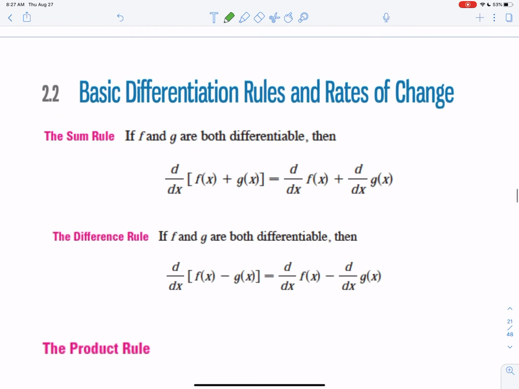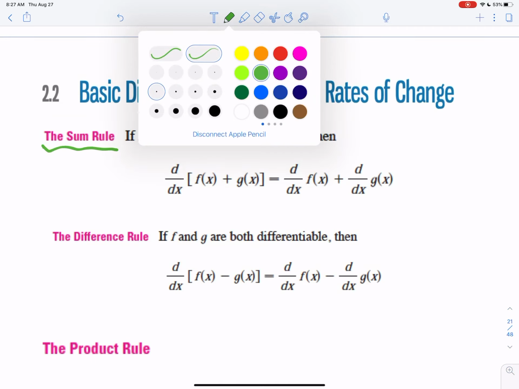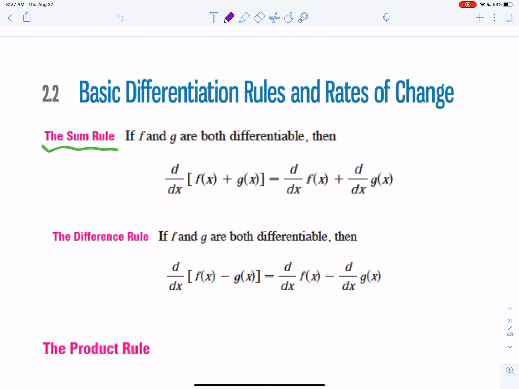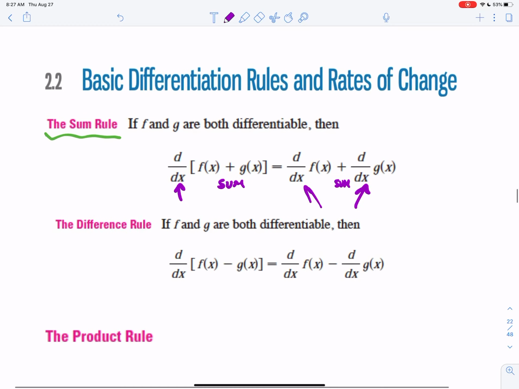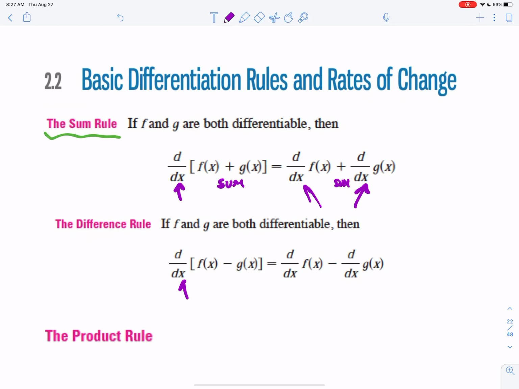So let's recap, okay? Recall the sum rule. It's not really a rule because it's so intuitive, okay? So remember, the derivative of a sum is just the sum of each derivative, right? The derivative of a difference is just the difference of each derivative.